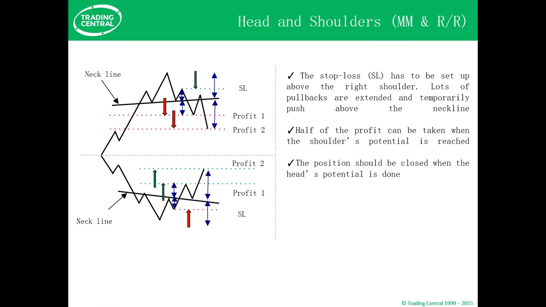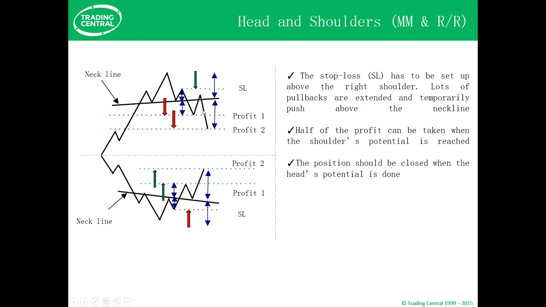The first one you can measure from the pit of the right shoulder to the neckline, and this range you can consider to be the first target. Normally it will be similar to the second trough here, because there may be some pullback. The second target you can set by drawing the line from the head to the neckline, and this one can be set as the second target.